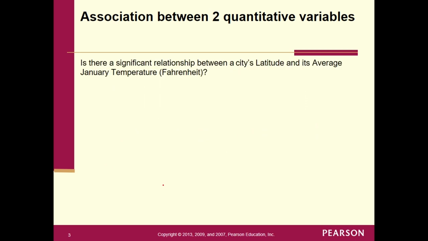All right, so let's take a look at this example. Is there a significant relationship between a city's latitude and its average area temperature? And average area temperature is going to be measured in Fahrenheit. So this would be a research question. Is there a significant relationship between these two variables? That's a good, solid research question.